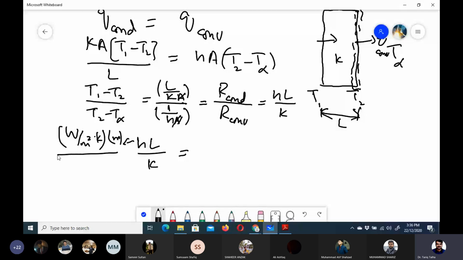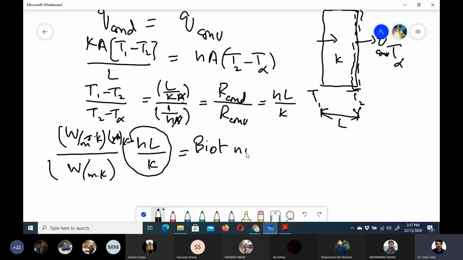And what is the unit of k? That is watt per meter Kelvin. So here meter would be cancelled, and then watt per meter Kelvin. So it is a dimensionless number which is called Biot number, which we represent with Bi.